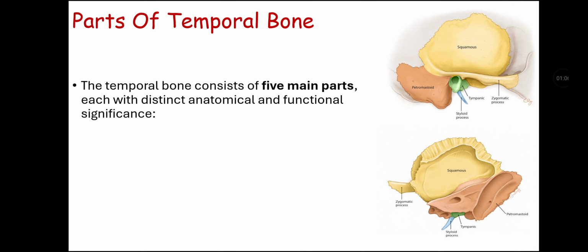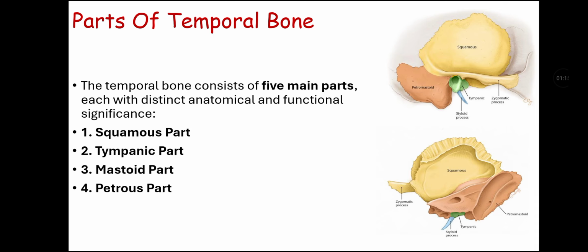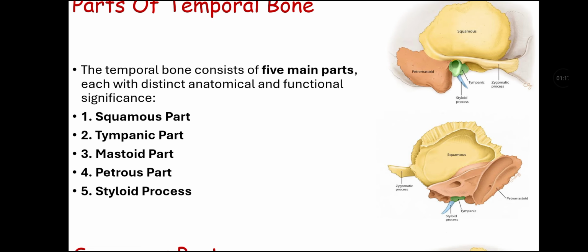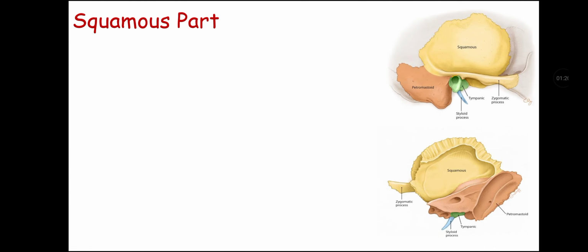Parts of temporal bone. Temporal bone consists of five main parts, each with distinct anatomical and functional significance. These are squamous part, tympanic part, mastoid part, petrous part, and styloid process. Now let's talk about these one by one.